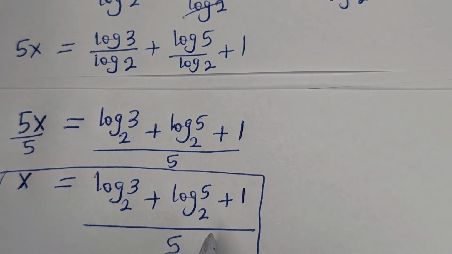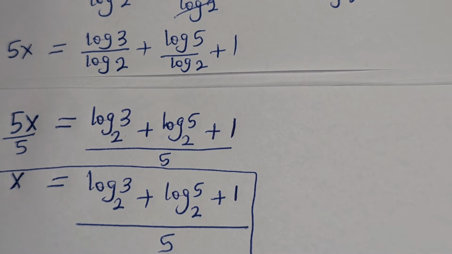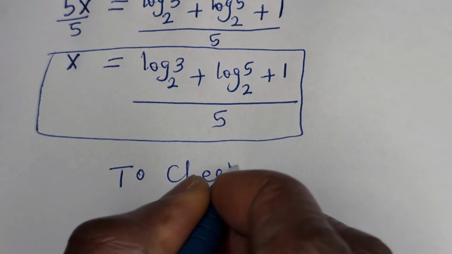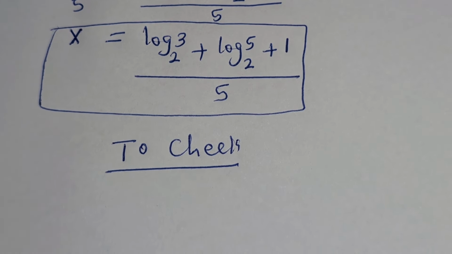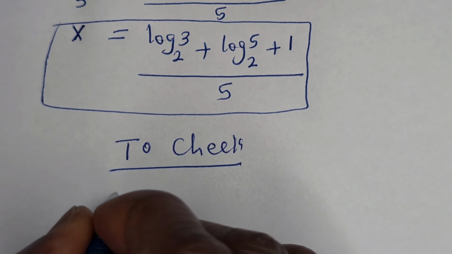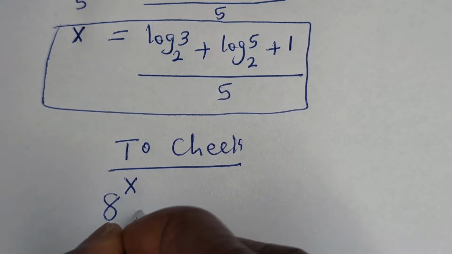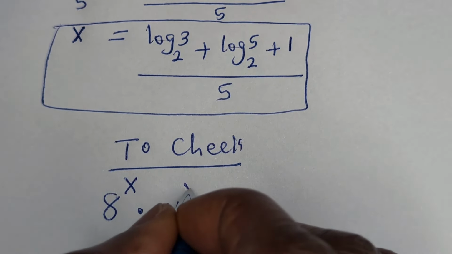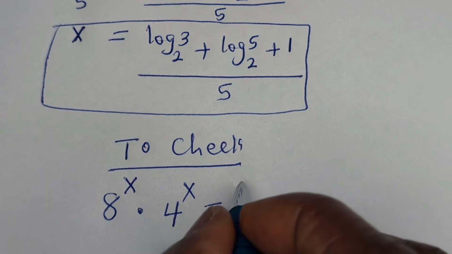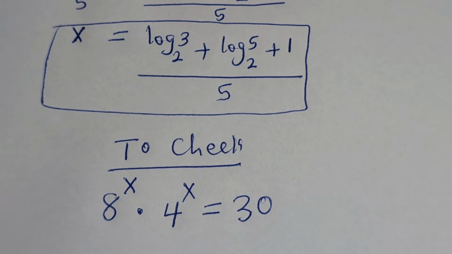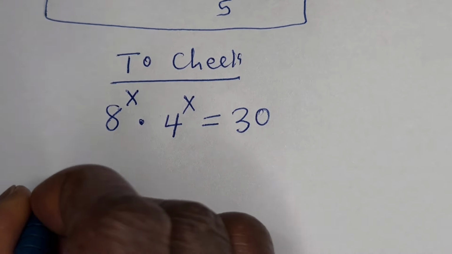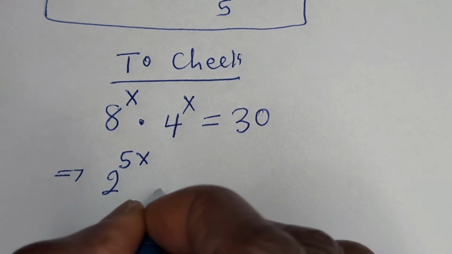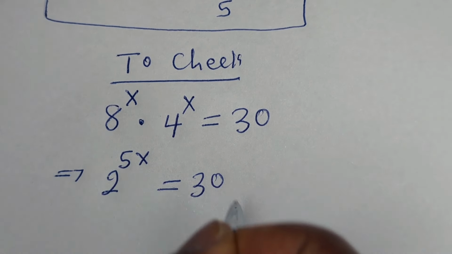Let's check to confirm if this answer is right or wrong. To check, we have the given equation: 8 raised to power x multiplied by 4 raised to power x is equal to 30. So this is the same thing as 2 raised to power 5x is equal to 30.